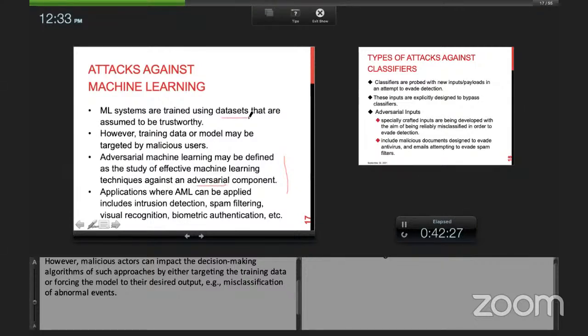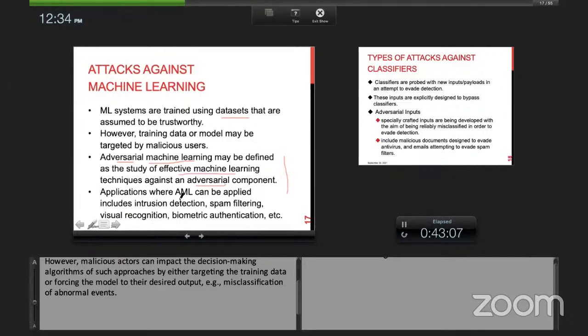So you see that the data sets and the models, both of them may be affected. So we have to study that even if there are adversarial components, I have to add something, the ways to tackle these adversarial components. So it may be adversarial machine learning. The study may be called adversarial machine learning, which is an effective machine learning, which will consist of different machine learning techniques which may be trained in such a way that they are able to face adversarial components.